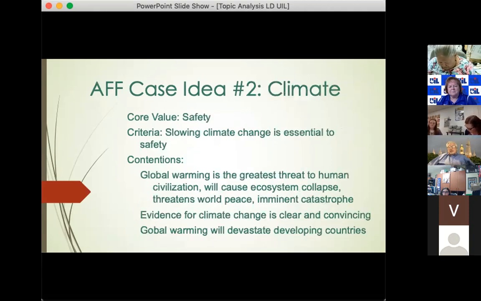A second affirmative case idea is just climate directly. Core value here could be safety. Slowing climate change is essential to safety. So there's certainly a lot of environmentalists who argue that global warming is the greatest threat to human civilization, that it's going to cause environmental collapse if we don't get serious about it, and present evidence that climate change issues are upon us. The evidence is clear and convincing. Global warming especially will devastate developing countries with sea rise and so on. So that's another case idea.